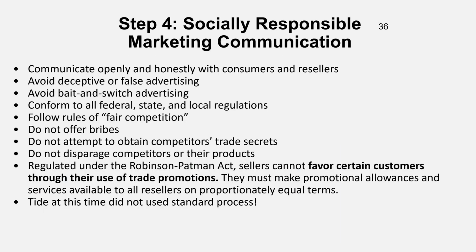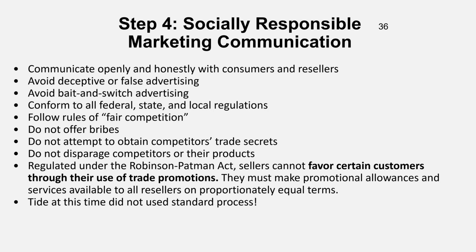The last step is the social responsibility part. Social responsibility for any product needs to be really considered. So you need to make sure that you're communicating honestly, that you avoid deception, that you don't bait and switch, that you're fair in competing, that you don't take bribes, you're not using somebody else's trade secrets, and that you're following all the rules like the Robinson-Patman Act, which makes sure that you have fair trade promotions and not giving, for example, Costco a huge discount to get to actually sell your product versus somebody else.